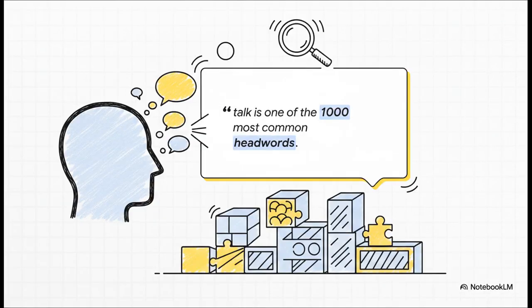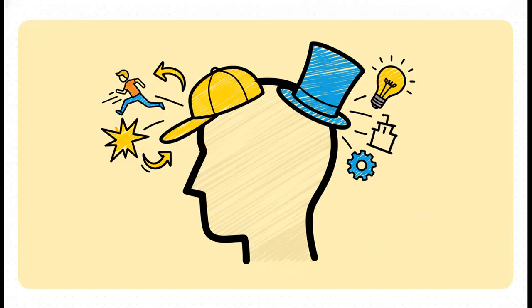So why did we pick talk? It wasn't just a random choice. It turns out talk is one of the 1,000 most foundational words in the English language. That makes it a perfect building block for really clear communication. You see, even a word this simple wears two completely different hats. It can be a verb, that's an action, something you do. Or it can be a noun, an idea, or a thing. To really understand it, we've got to look at both of these jobs one by one.